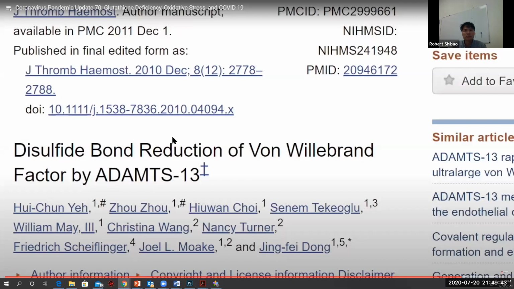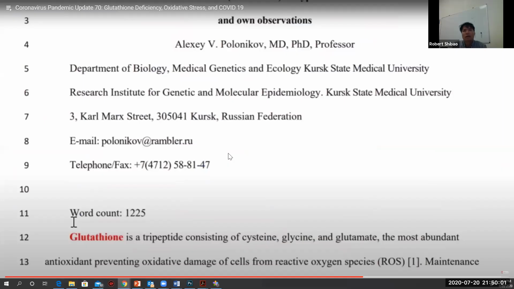And so here's the disulfide bond reduction. We don't want the disulfides. Well, you do want them if you want your blood to clot. You don't want them if you want to prevent the blood from clotting. So let me just see. They had a nice visual on this, but I can't find the video of the von Willebrand's factor just yet.